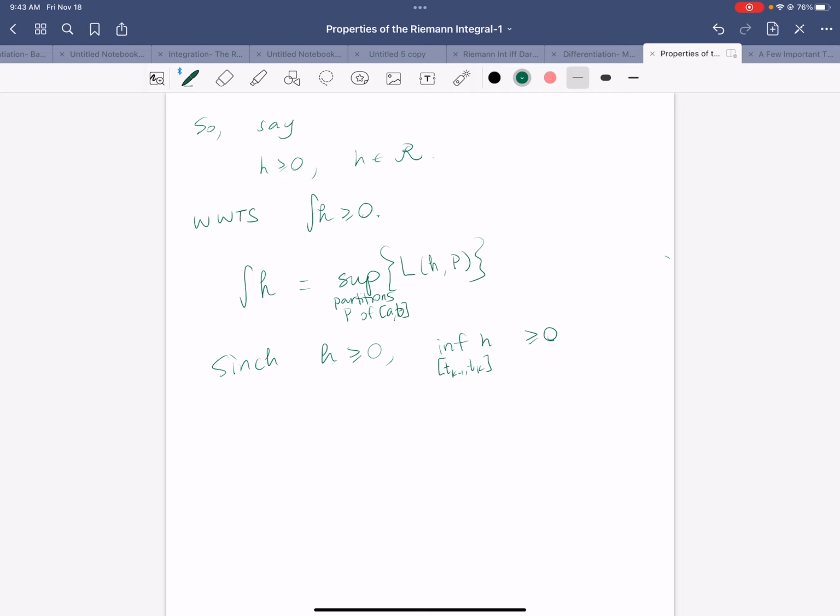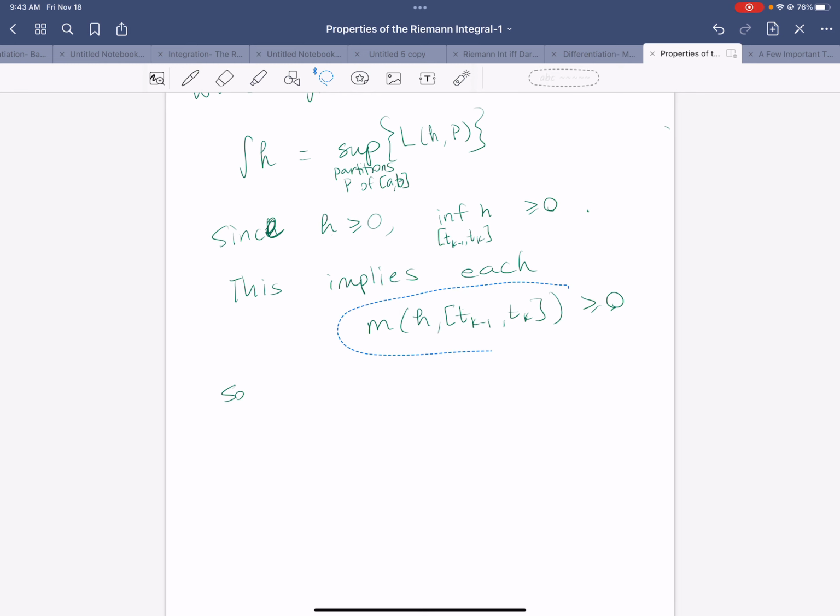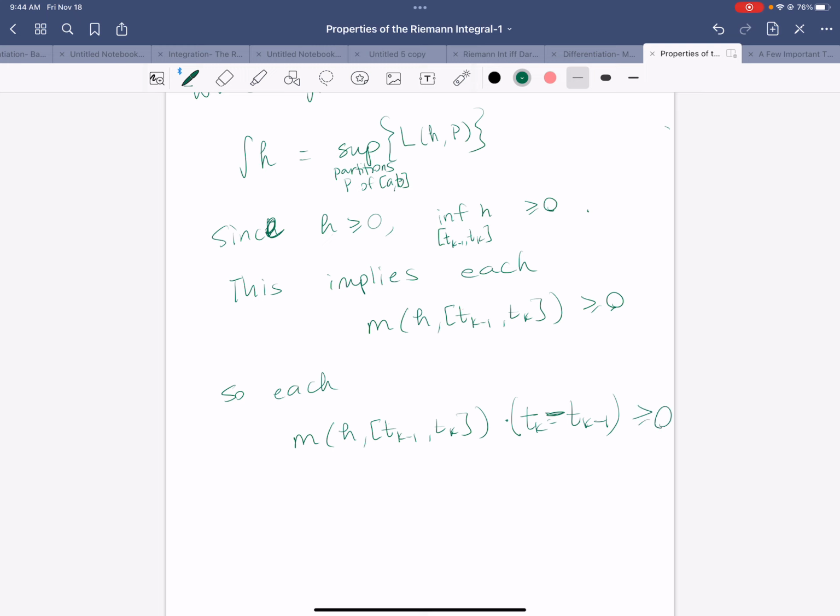So this implies that each m of h on t_{k-1} to t_k, for any partition, right, is bigger than or equal to 0. So if I take that and multiply it by the length of the subinterval, that's going to be bigger than or equal to 0, right? And then if I add those up, I'm going to get something that's bigger than or equal to 0, right?